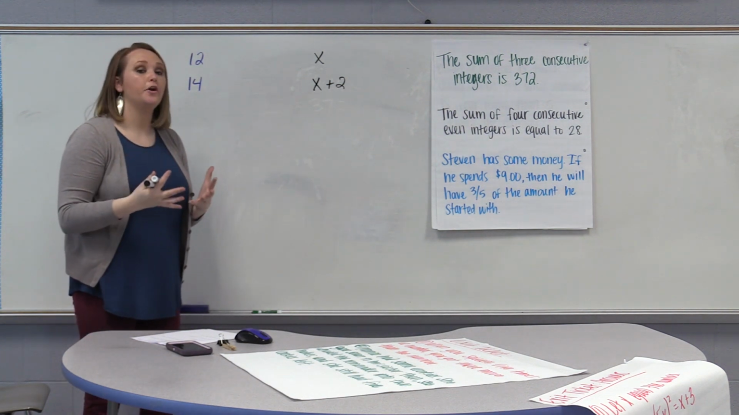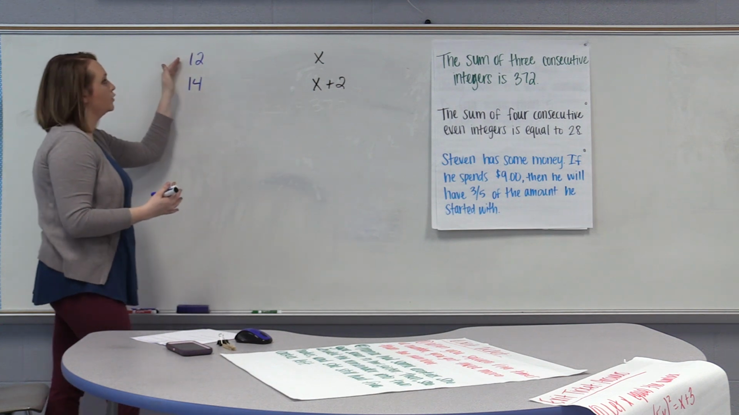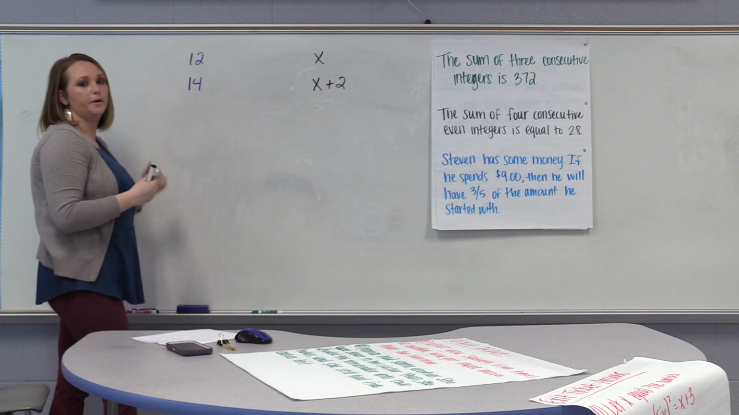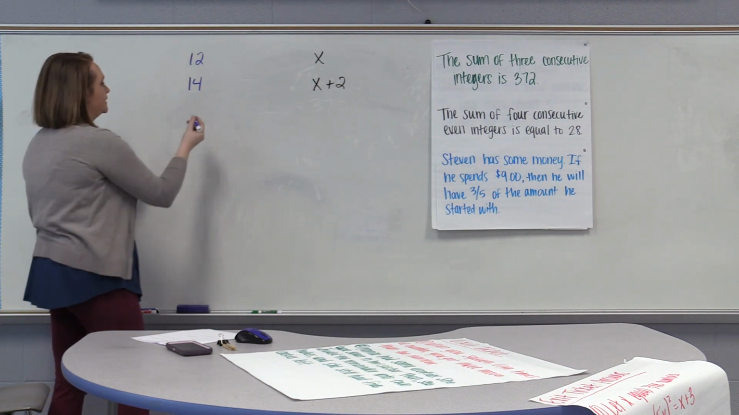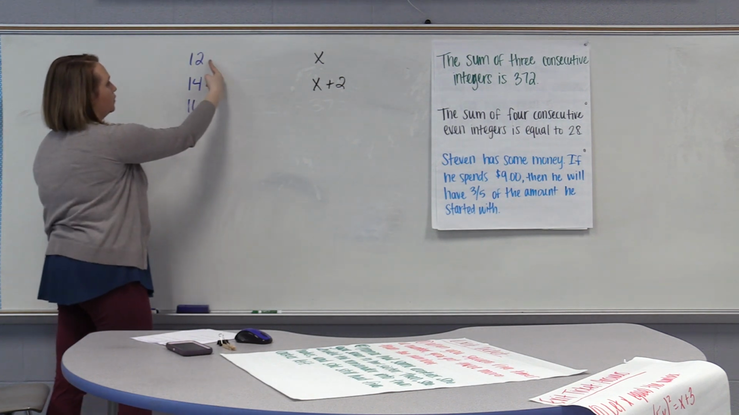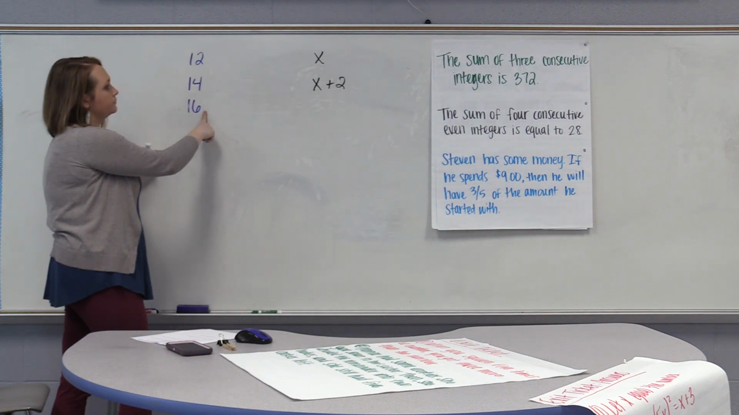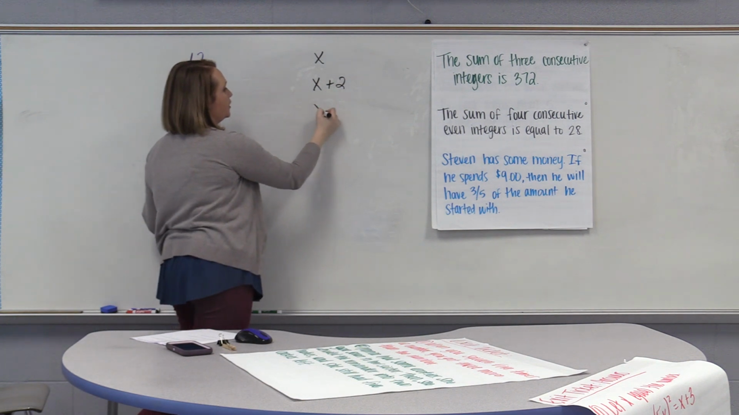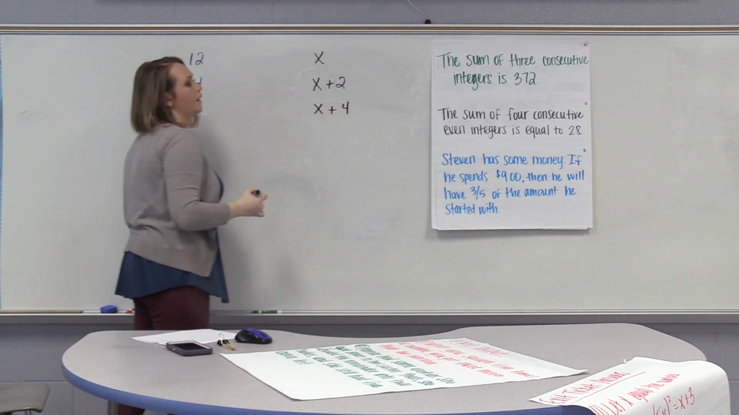Okay, now we need our third even number. So again, going back to this example, if I start with 12, I go to 14, what would be my next even number? Great, 16. What did I do to 12 to get to 16? I added 4. Great job. So my third consecutive even number would be x plus 4.